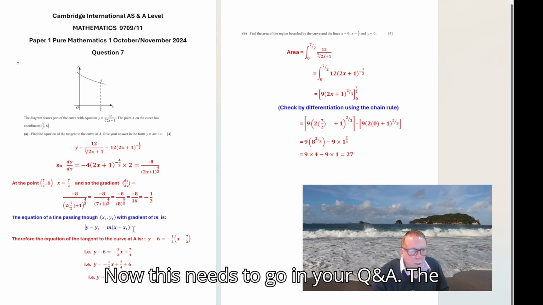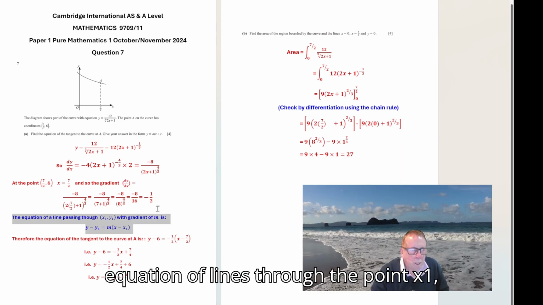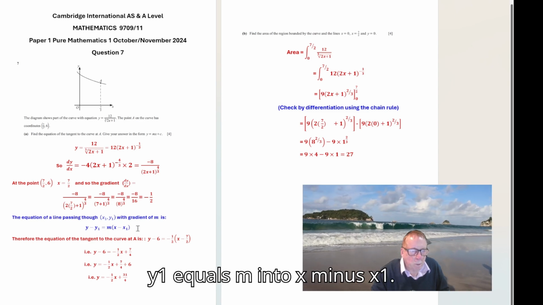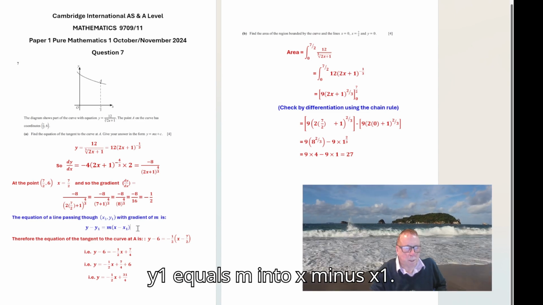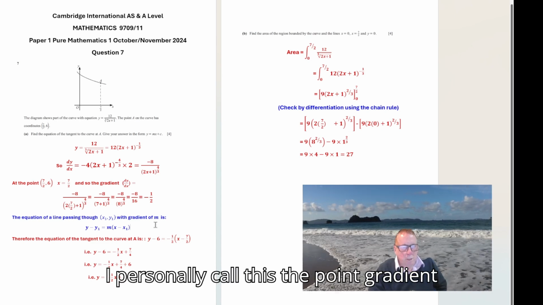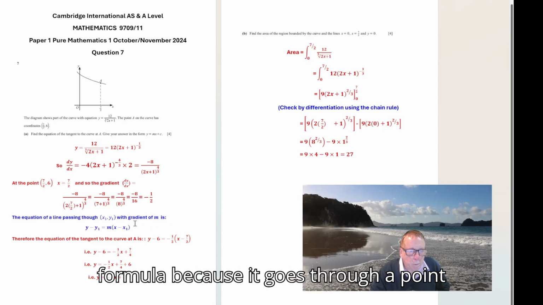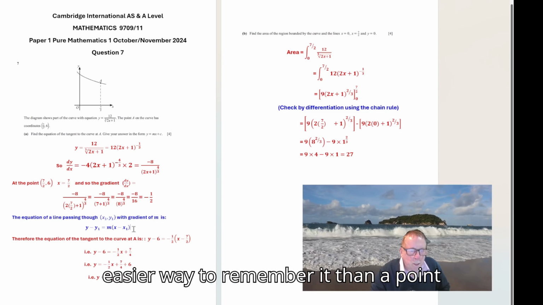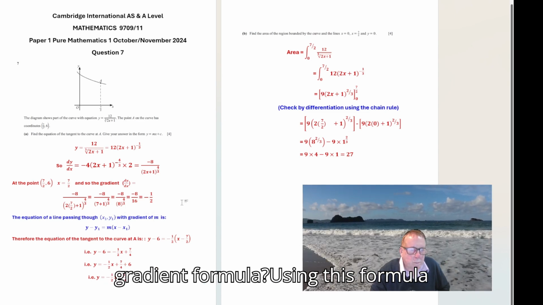Now this needs to go in your Q&A. The equation of a line through the point x1, y1, with gradient m is y minus y1 equals m times x minus x1. I personally call this the point gradient formula because it goes through a point with a particular gradient. So what easier way to remember it than a point gradient formula.